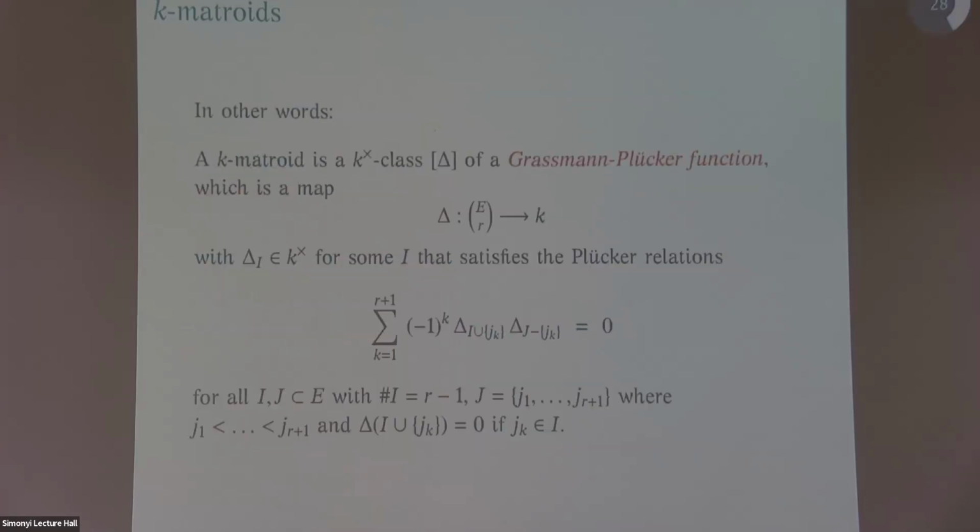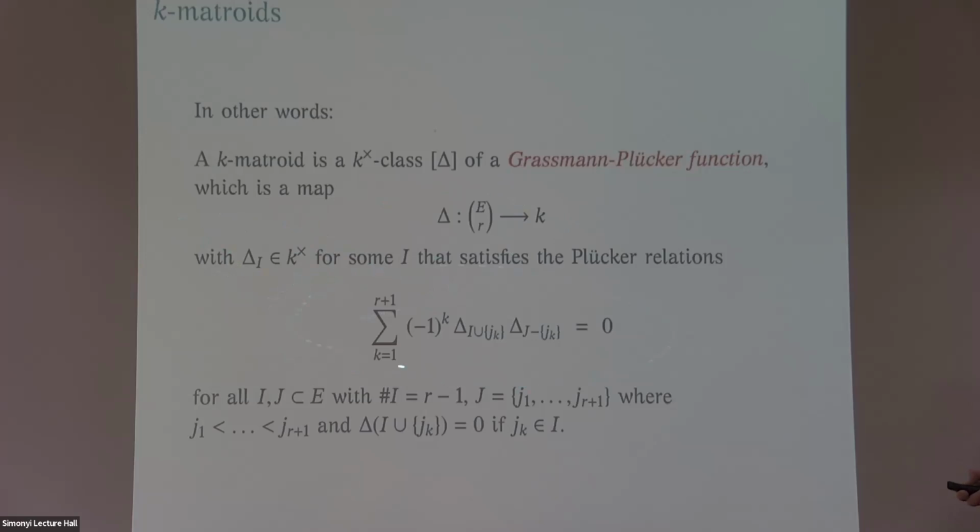Here's a way to do that. A K-matroid, or a K-rational point of the Grassmannian, is a K-star class of something called a Grassmann-Plücker function. In matroid theory, geometers would call it a Plücker vector, which is a function from E choose R, the set of R-subsets of our ground set E, into the field, such that one of these coordinates is non-zero, it's a unit, and the Plücker relations are satisfied.